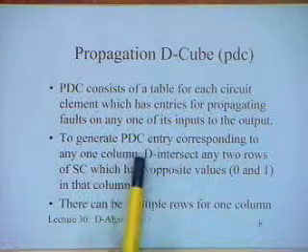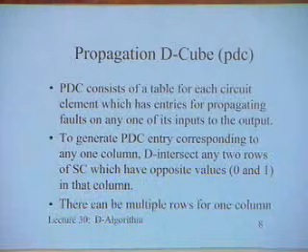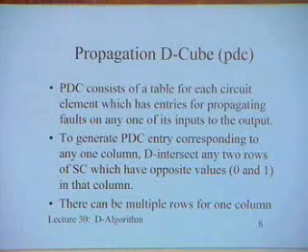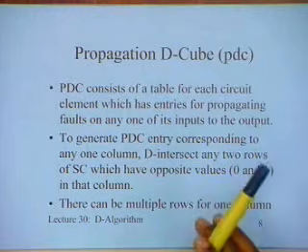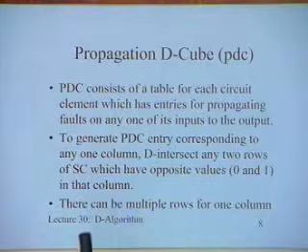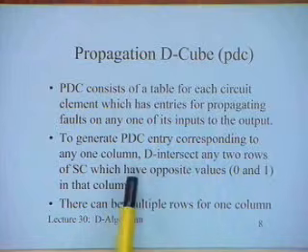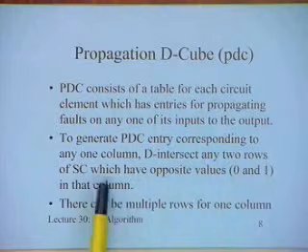So to generate a PDC entry corresponding to any one column. When I say column, what I mean is any of the inputs. In a truth table, what is the column? Of course there is also a column for the output, but we are only considering all the inputs. I should have a capability to transfer a D coming on any of the inputs to the output of the gate, and that is the PDC entry corresponding to any one column.